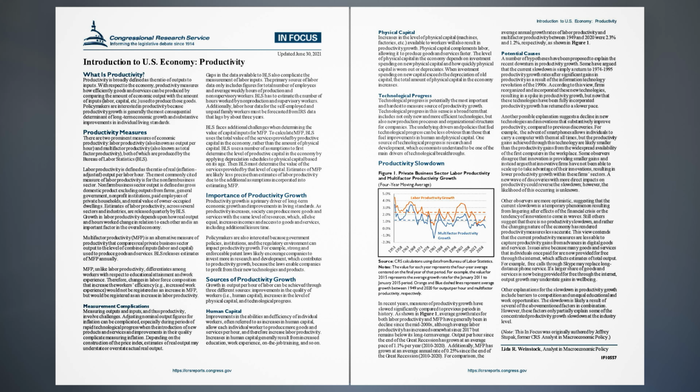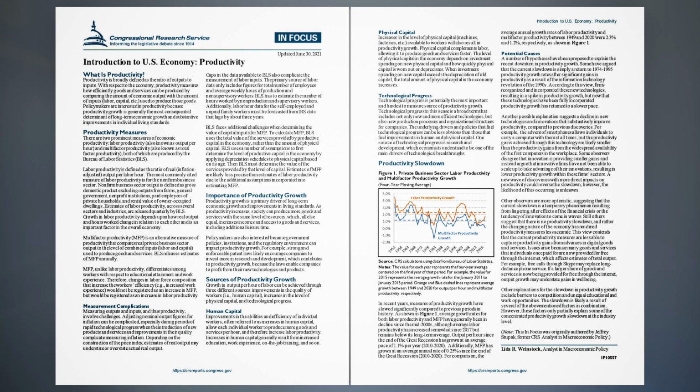Non-farm business sector output is defined as gross domestic product excluding outputs from farms, general government, nonprofit institutions, paid employees of private households, and rental value of owner-occupied dwellings. Estimates of labor productivity, across several sectors and industries, are released quarterly by BLS. Growth in labor productivity depends upon how real output and hours worked change in relation to each other and is an important factor in the overall economy.